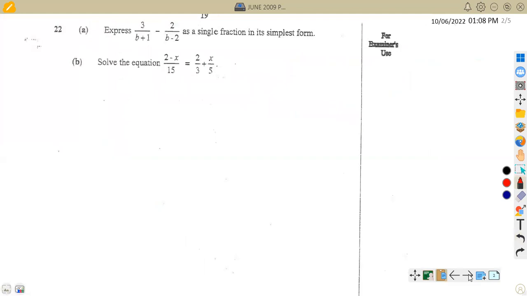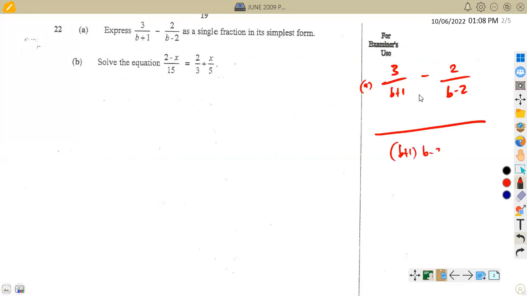Number 22, express as a single fraction, 3 over b plus 1 minus 2 over b minus 2. So as we know, guys, it's a matter of finding the LCM, which is b plus 1 into b minus 2. So we divide b plus 1 and b plus 1 cancel. You remain with b minus 2, which is to be multiplied with 3. So it's 3 into b minus 2 minus, b minus 2 and b minus 2 cancel. You are left with b plus 1, which is going to be multiplied by 2 into b plus 1.